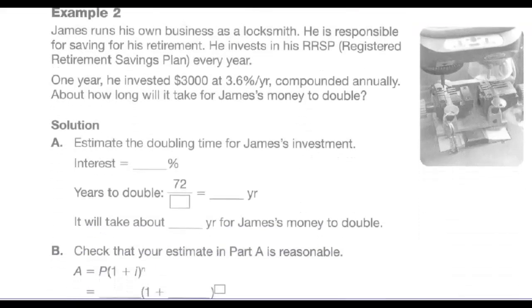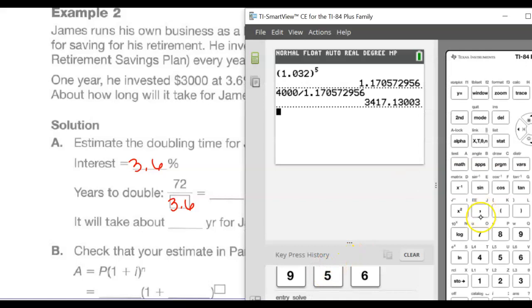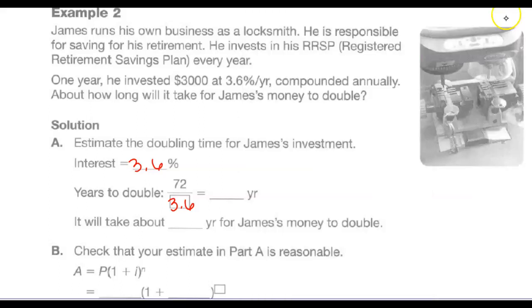So we know the interest rate, and it's 3.6. The years to double then will be 72 divided by 3.6. So if we get out our calculator, 72 divided by 3.6, 20 years. No matter what he started with, but in this case he is starting with 3,000, so that means in 20 years it'll be 6,000. Yeah, 6,000.